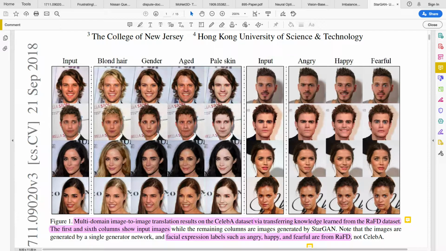So let's now go deep into it and see some of the illustrations. In this place, Figure 1 is showing the multi-domain image-to-image translation results on the CelebA dataset. And what is happening here is that they have trained a network on this dataset, RaFD. So they trained a network on the RaFD dataset, which consists of expressions of anger, happy, fearful. So at test time, they now use that network that was trained on this dataset. They feed in samples from another dataset, that is CelebA.